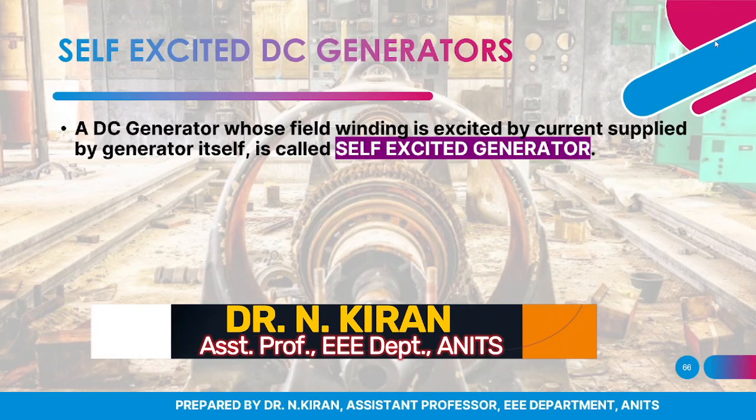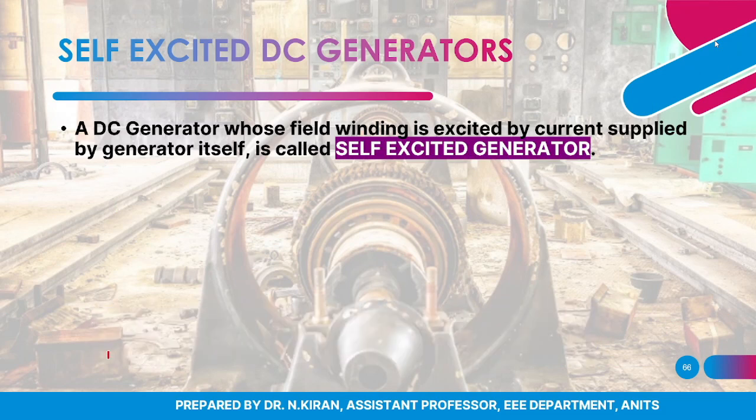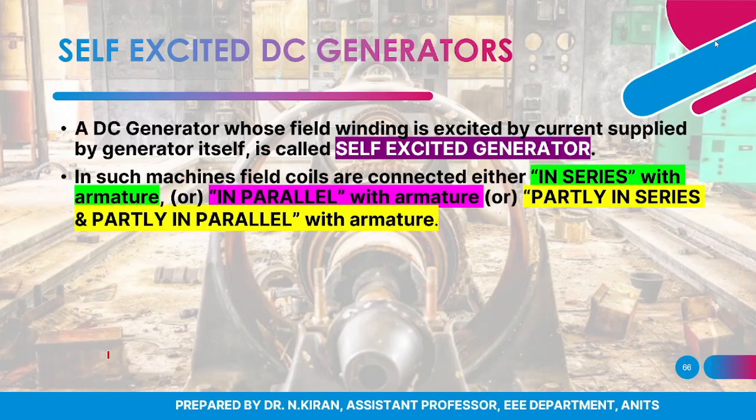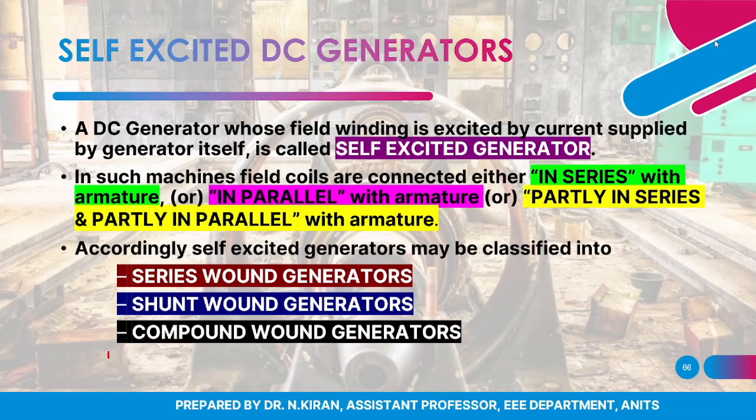Coming to self-excited DC generator, it can be defined as a DC generator whose field winding is excited by the current supplied by the generator itself. Here you can observe very carefully that the field coils can either be connected in series to armature, or they are connected in parallel, or partly they are connected in series and parallel. So depending upon the connection of armature and field coils, they are further classified into three categories: series wound generator, shunt wound generator, compound wound generator.